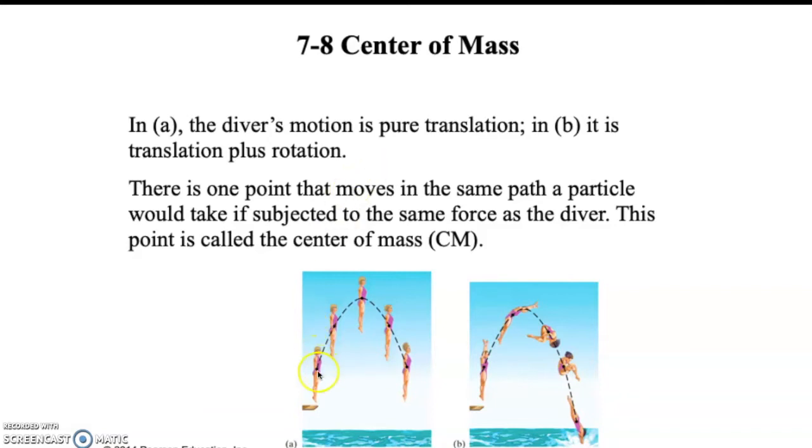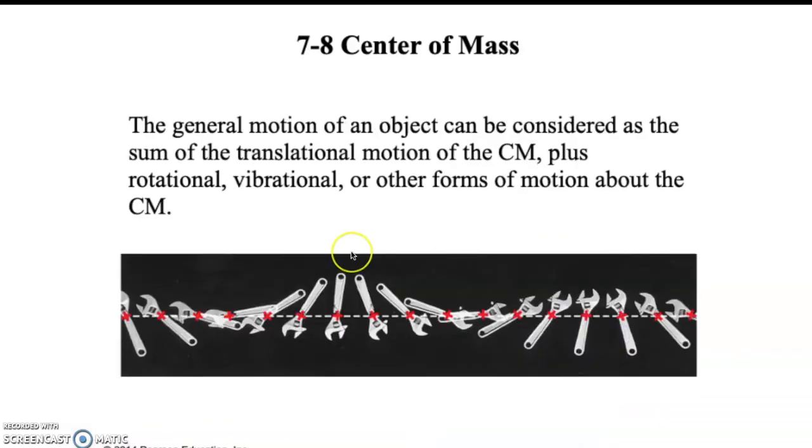So you can see the center of mass of the diver here is just doing the straight up jump. Center of mass is the same spot. In the location here, as this diver spins around, though, the point is the same, the center of mass moves based on where the diver's at in their rotation. But that's the center of mass. So the general motion of an object can be considered as the sum of the translational motion of the CM plus rotational, vibrational, and other forms of motion about the center of mass.